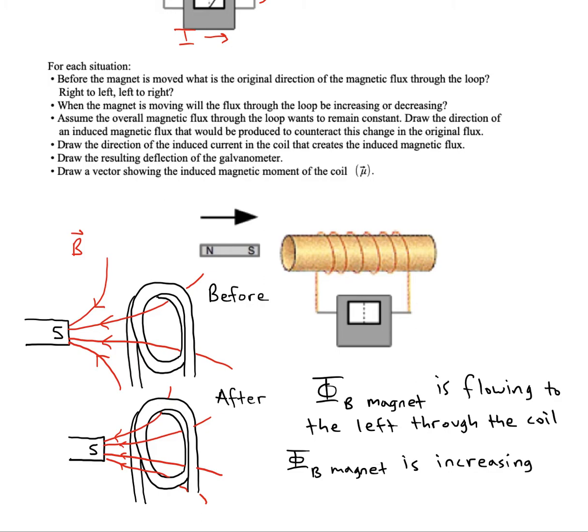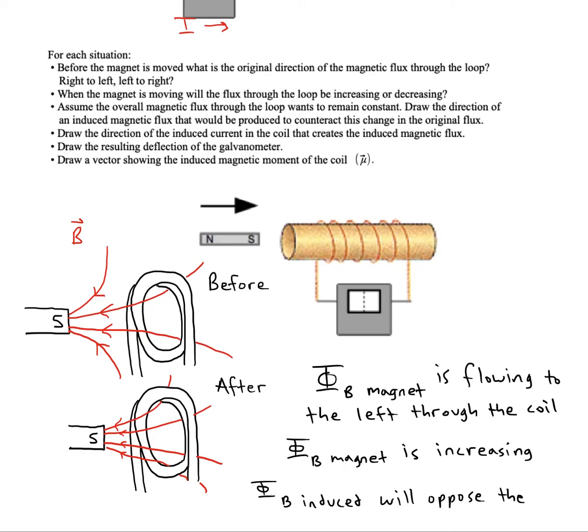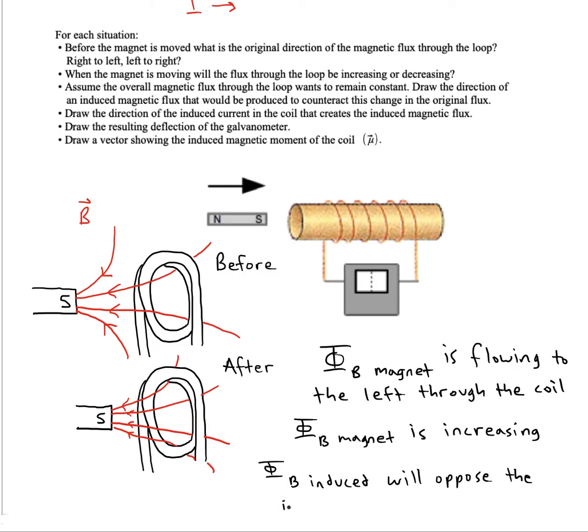Because according to Lenz's law, there will be a current induced in this coil in order to stop the change in flux. There will be an induced magnetic flux. And it will oppose the increase. So we're going to need an induced field that points this way into our loop. It's called B induced.